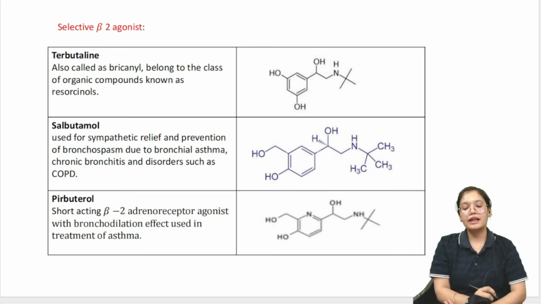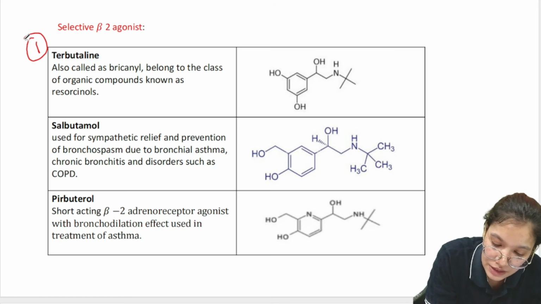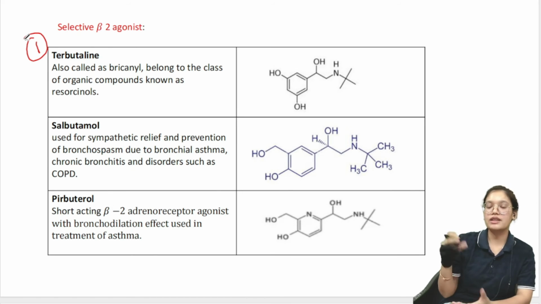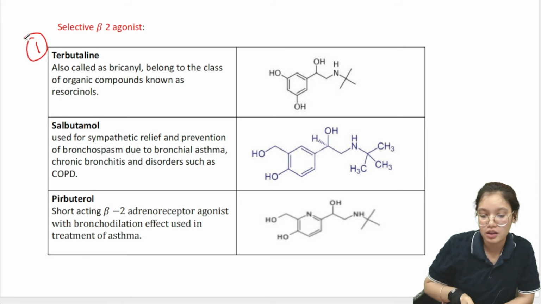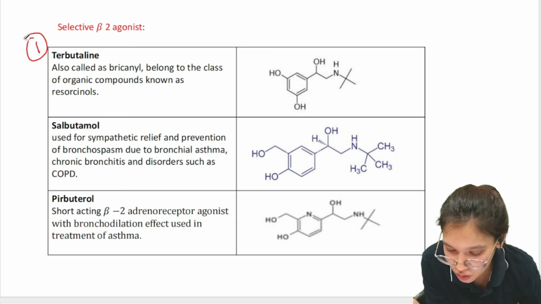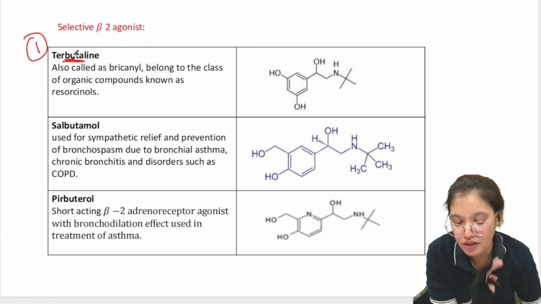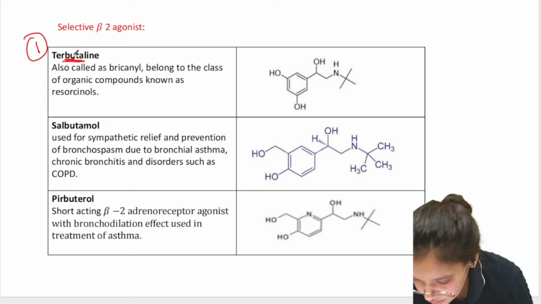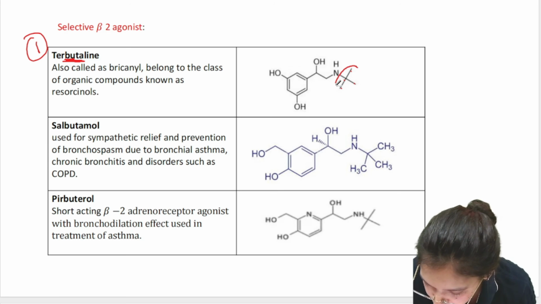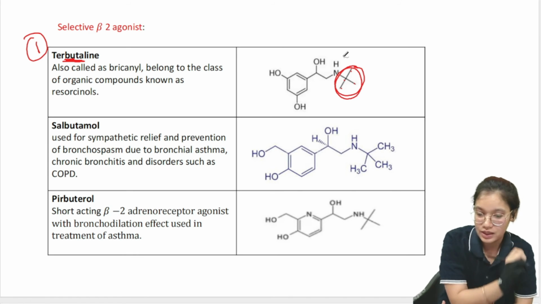Now, selective beta 2 agonists. These drugs are beta 2 agonists. They are selective towards the beta 2 receptor. Now first is terbutaline. From buta we can say we have 4 carbons, so 1, 2, 3, 4. So here we have butalin.